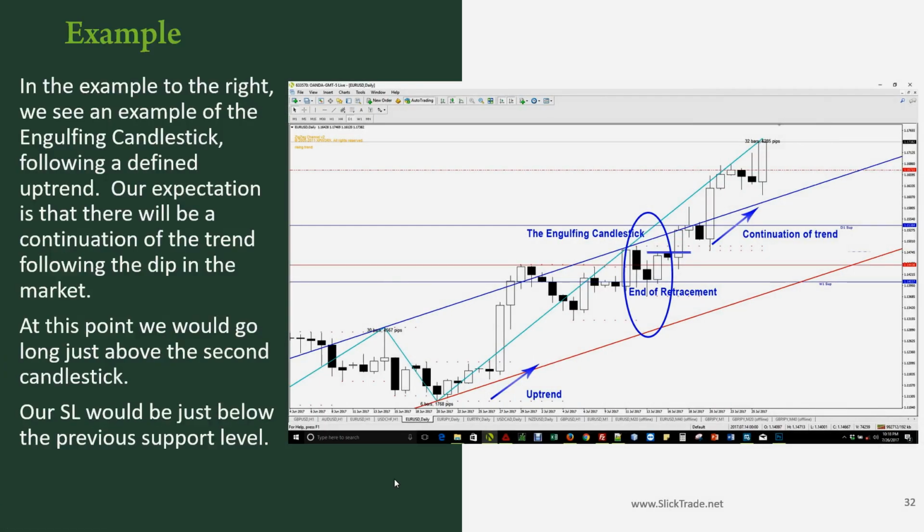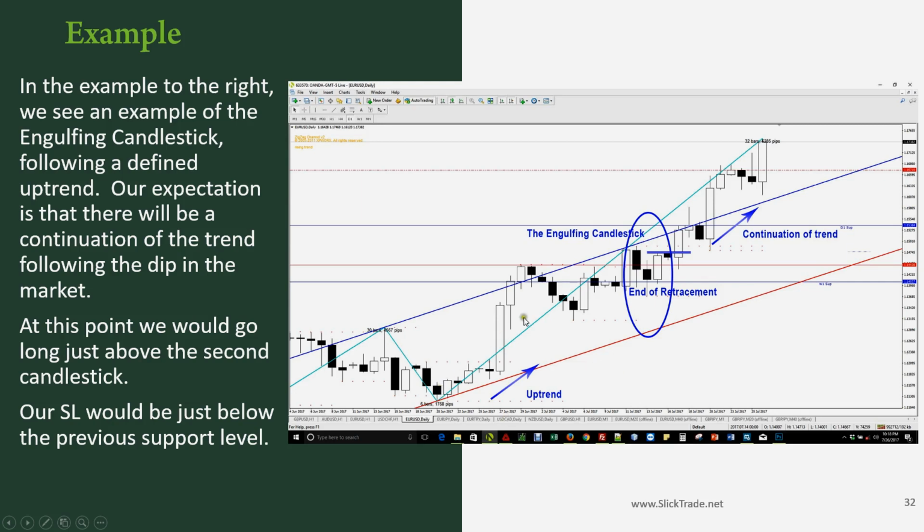So here's some examples for you. In the example to the right, we see an example of the engulfing candlestick following a defined uptrend. Our expectation is that there will be a continuation of the trend following the dip in the market. At this point, we would go long just above that second candlestick, or the engulfing candlestick. Our stop loss would be just below the previous support level.